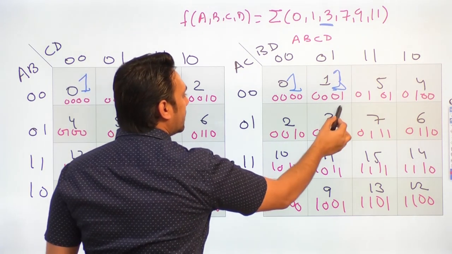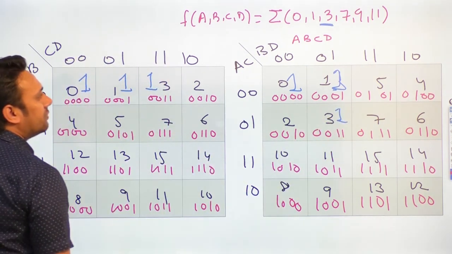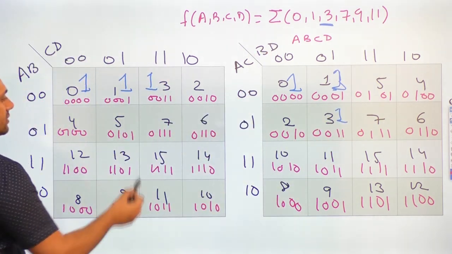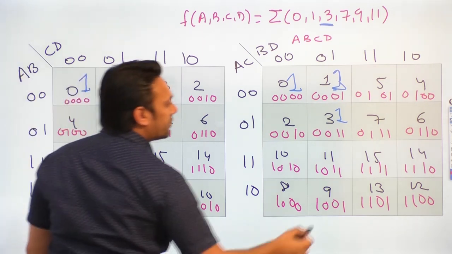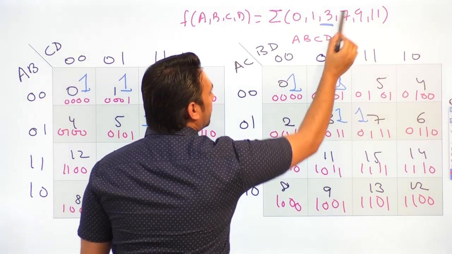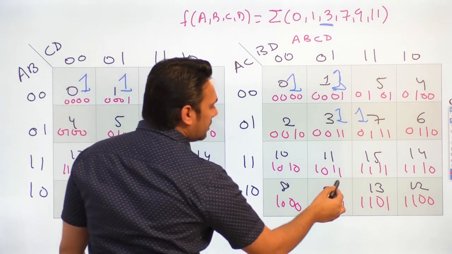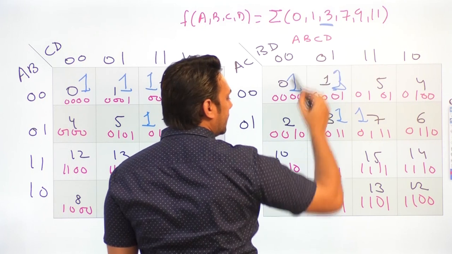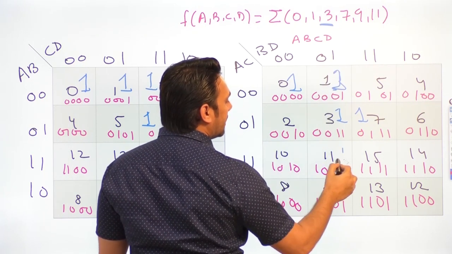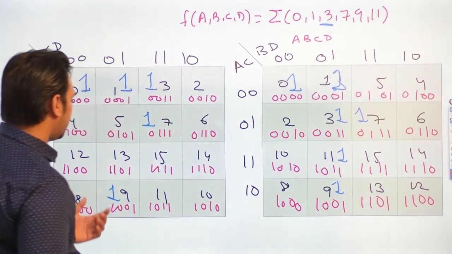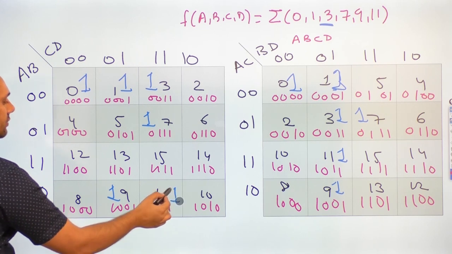And here 3 is represented here. So here also I have a value 1. Next one is 7. So here I have a value 1. And here you can see I have a value 1. Then we have 9. So 9 means here I have 1. And here also I have 1. Then we have 11. So 11 means here I have a value 1. And in this case also you can check here I have a value 1.